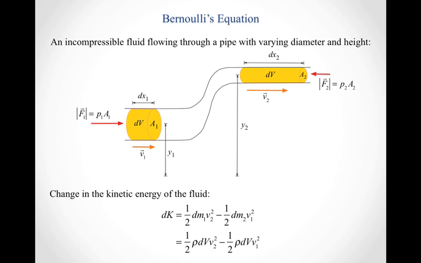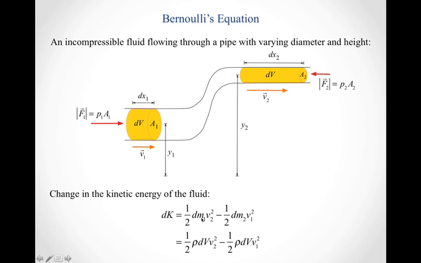Well, I can also think about how the kinetic energy of the fluid is changing, right? It's clearly moving at a different speed here than it is there. So change means final minus initial. So here's my final as it ends up at this space. Here's my initial down here. So this is final minus initial, which is giving me a differential change in the kinetic energy.